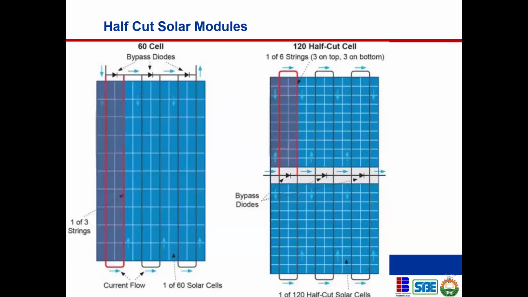Now, when you put the cells together in a module, you gain even more in efficiency, right? Because of some certain conditions. When you have a PV system that is not half cut, and imagine there is a shading on one of the cells, this shading is actually going to reduce the output of this entire module, right? It's going to reduce output.